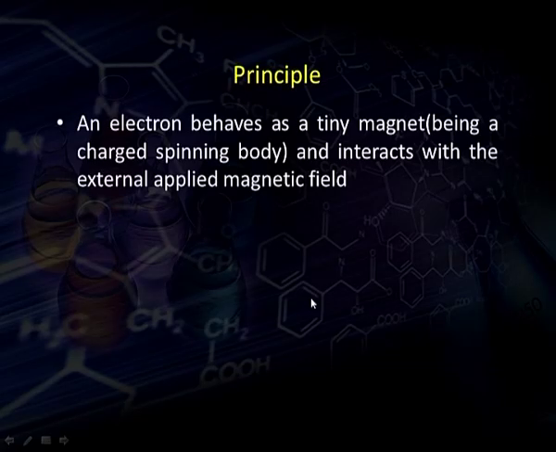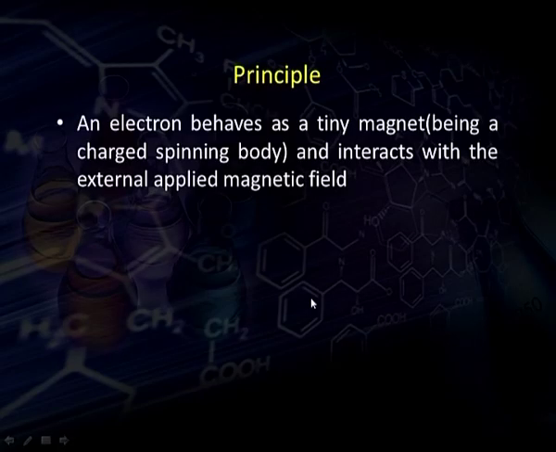An electron behaves as a tiny magnet, same like a proton. A proton is also a tiny magnet. Similarly, an electron is also a tiny magnet. This is because both these species, the electron and the proton, are charged bodies, and any charged body which is in motion behaves as a tiny magnet. So here we are basically discussing the electron. So the electron is a tiny magnet and it interacts with the external applied field.